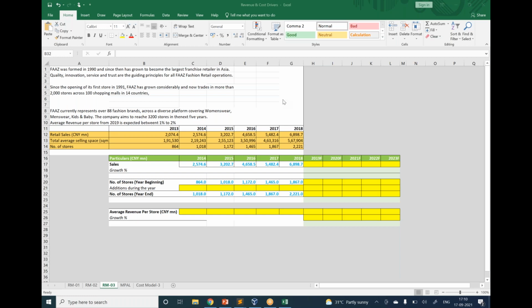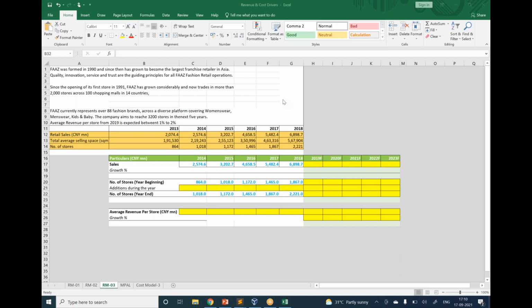Paz was formed in 1990. Since then it has grown to become the largest franchisor in retail in Asia; quality, innovation, service and trust are the guiding principles of all fashion retail operations. Since the opening of its first store in 1991, Paz has grown considerably and now trades in more than 2,000 stores across 100 shopping malls in 14 countries. They represent around 88 fashion brands. These are all information. The company aims to reach 3,200 stores in the next 5 years. Average revenue per store from 2019 is expected to be between 1 to 2%.